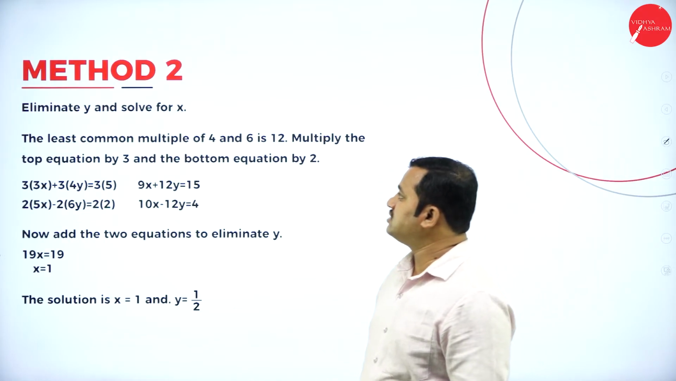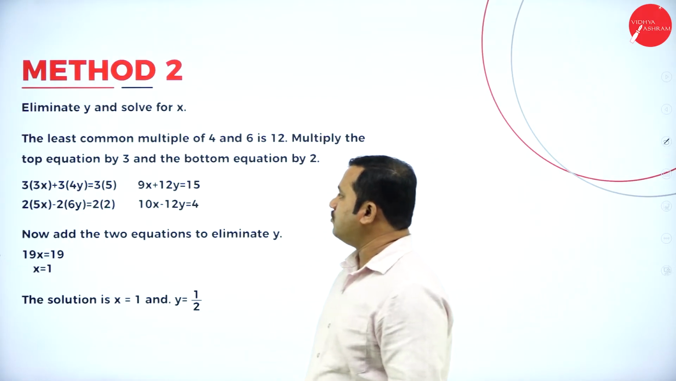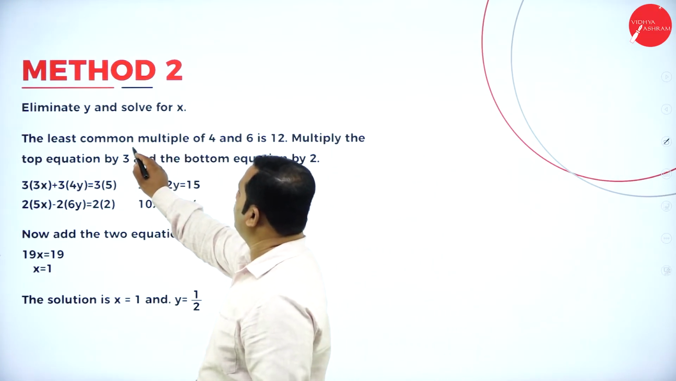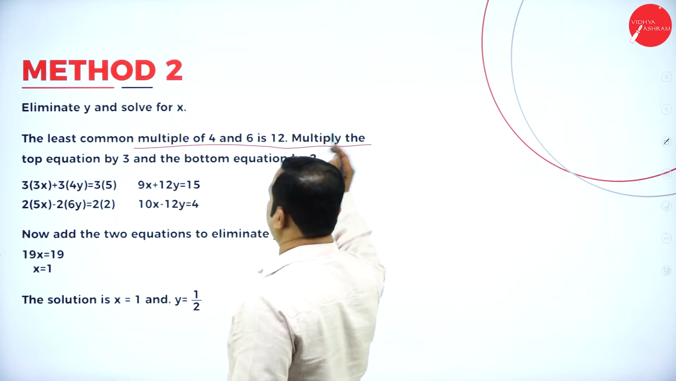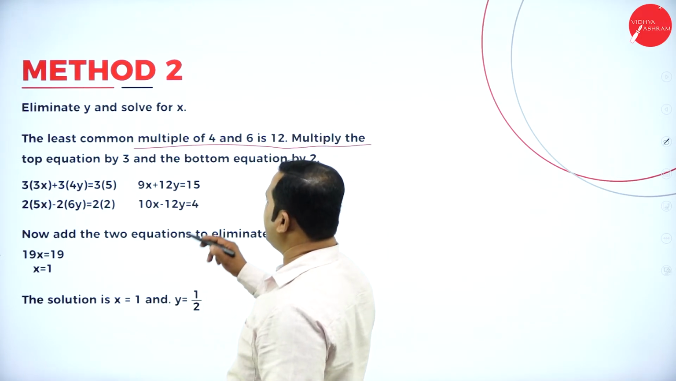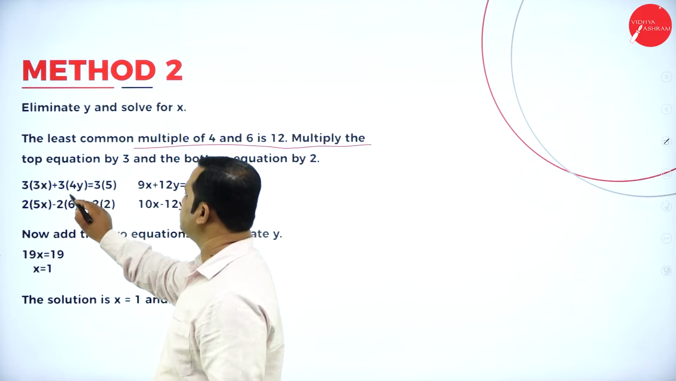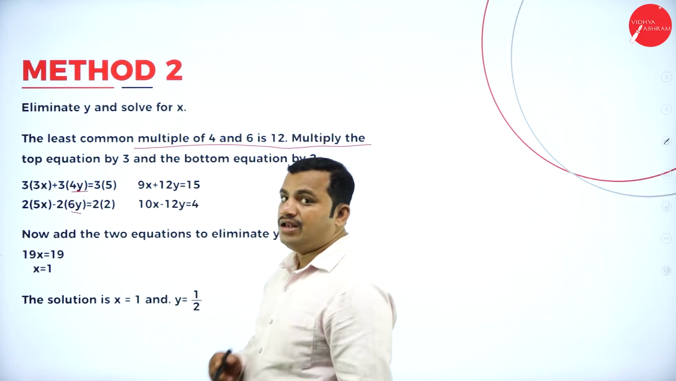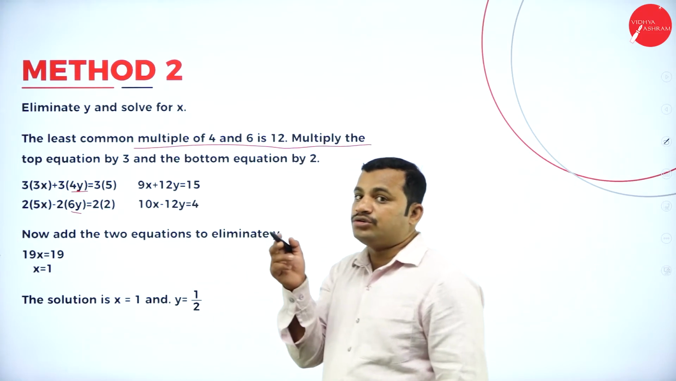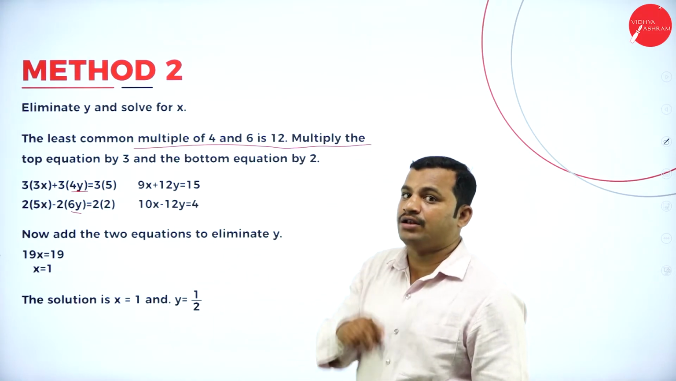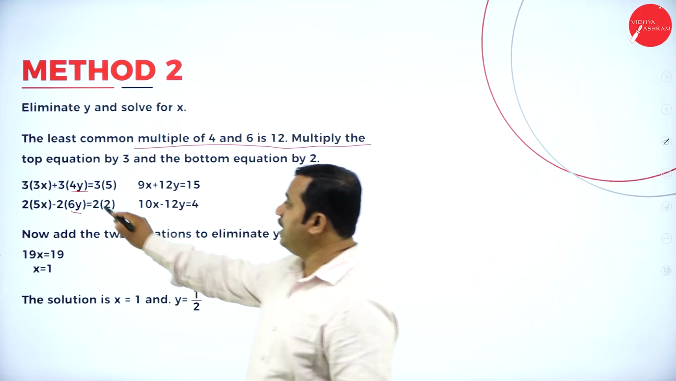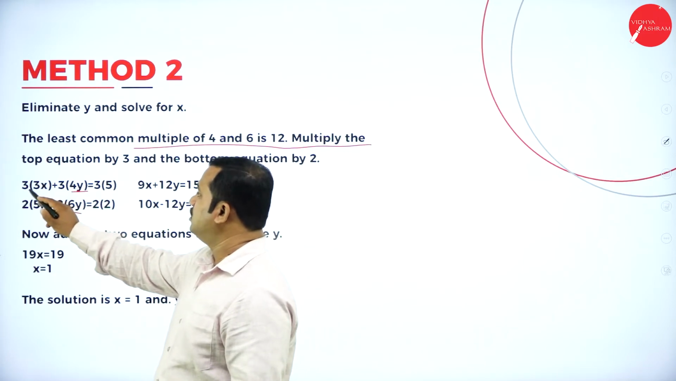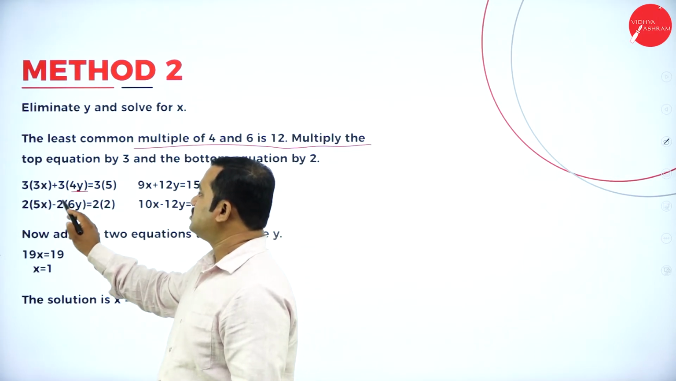So if that is the case, let me eliminate y now. In this case, the least common multiple of 4 and 6 is 12. We have 4y and 6y. We are going to eliminate y to find the value of x. How can I eliminate 4y and 6y? By multiplying by suitable numbers. 3 fours are 12, 6 twos are 12.